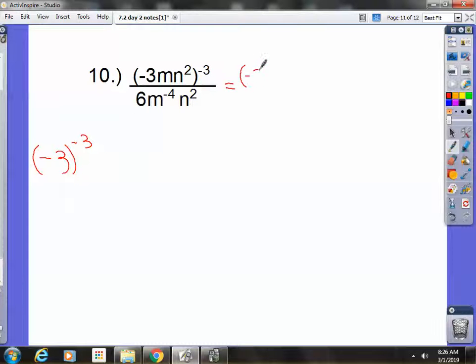So in the numerator, negative 3 to the negative 3 power. M, still in parentheses here, m to the negative 3. N to the negative 6. Denominator is going to stay the same, so I'm just going to bring it across. 6m to the negative 4 n squared.